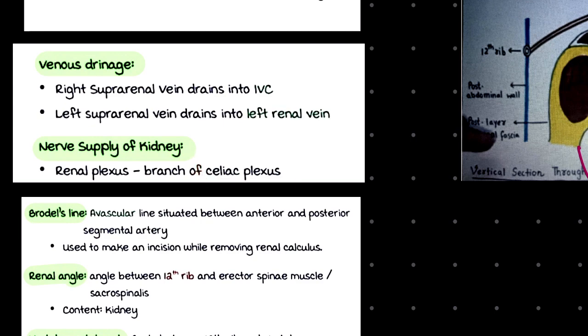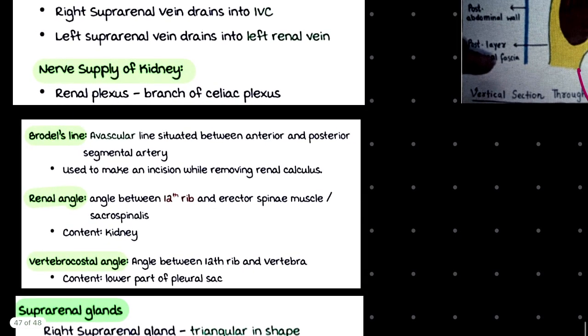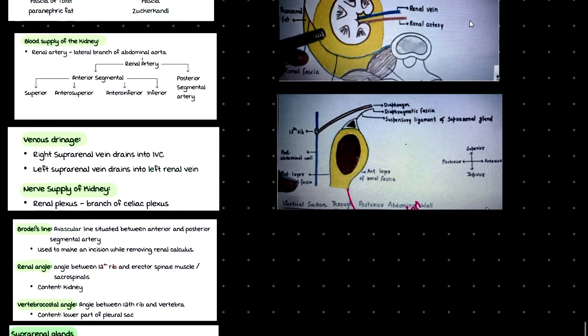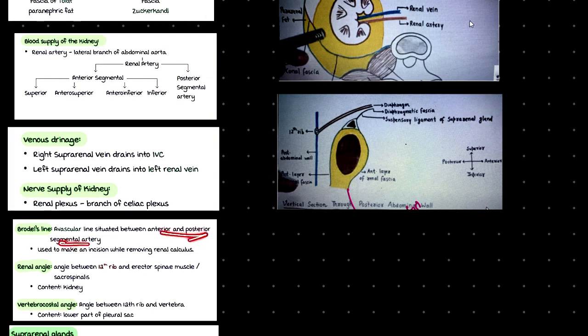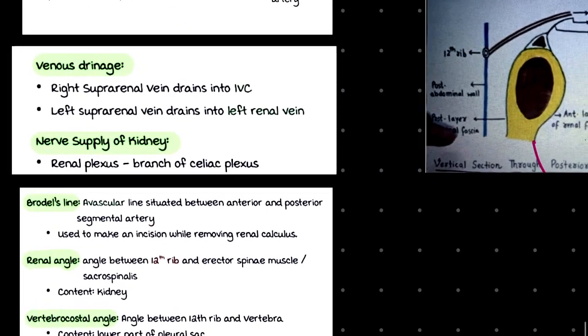Now the important thing is Brodel's line. What is Brodel's line? It is a vascular line situated between the anterior and posterior segmental artery, right? What we discussed right here. There is one line that is avascular, and that is what we call Brodel's line. An avascular line present in between the anterior and posterior segmental artery. Why it's important is that it is used to make an incision while removing renal calculus.